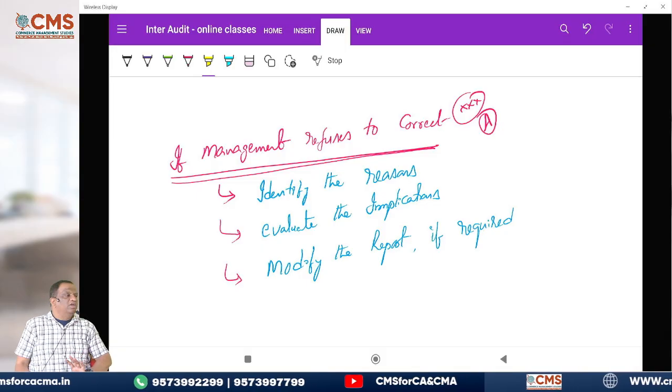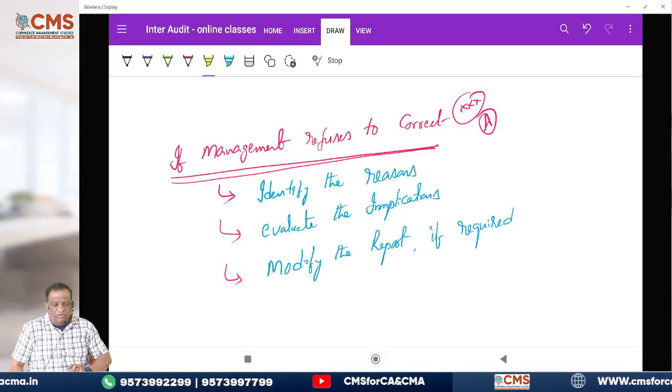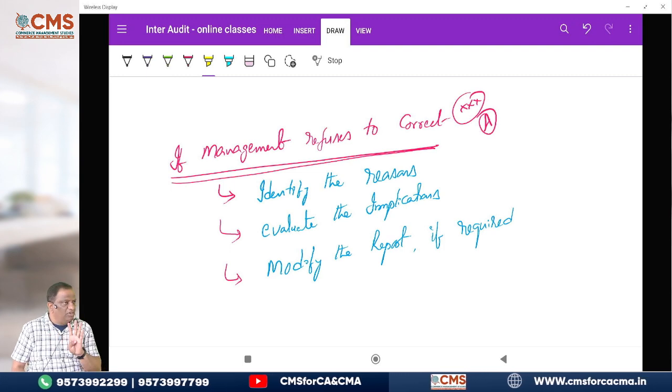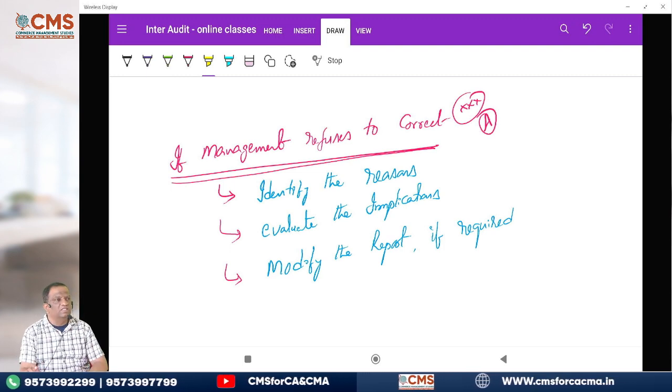What should I do as an auditor when the management is unwilling to correct? Three things: identify the reasons, evaluate the implications, and modify the report. That's all. These are the three things that I will do.